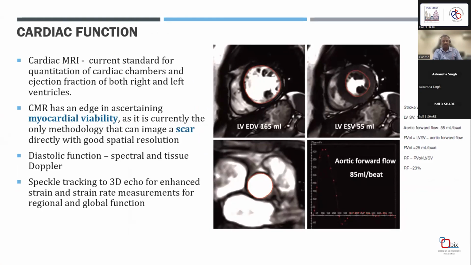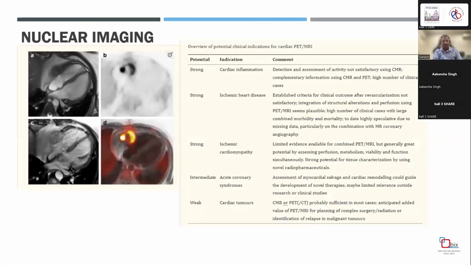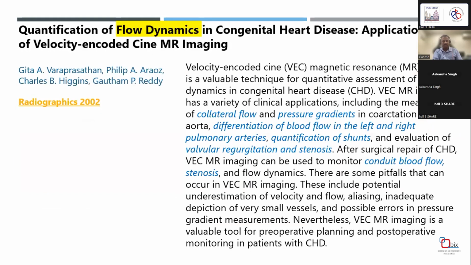And cardiac function, we know nowadays we can assess diastolic function by advanced 2D and 3D echo, speckle tracking, 3D echo. So all these modalities are there. So it's not really a Cath function. And nuclear imaging also, I won't spend much time on it. It's more of an adult application in inflammation, ischemic heart disease, and tumors that was so elegantly discussed.